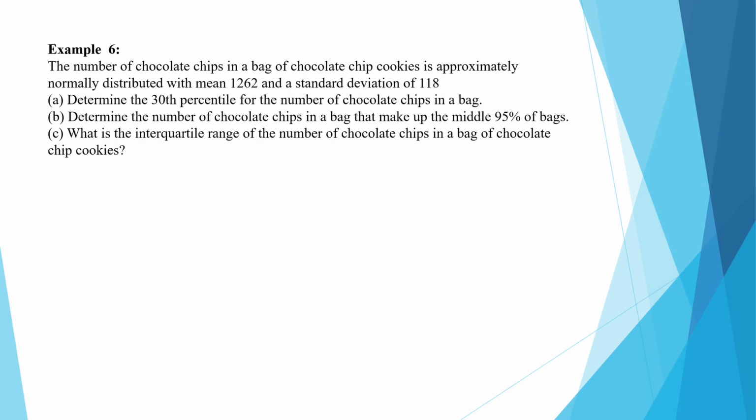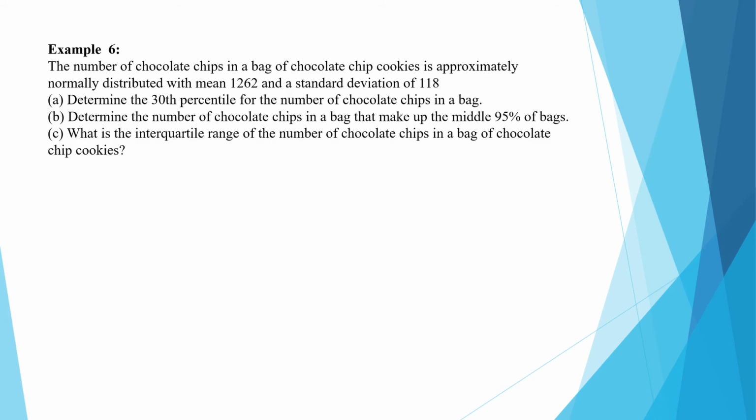In example 6, we're going to do the problem with technology. You're welcome to use our statistics calculator, and a link for it is in the description. The number of chocolate chips in a bag of chocolate chip cookies is approximately normally distributed with a mean of 1,262 and a standard deviation of 118. Part A, determine the 30th percentile for the number of chocolate chips in a bag.